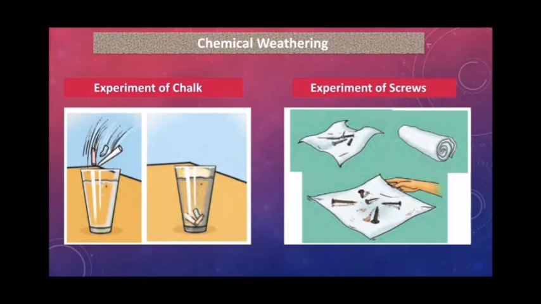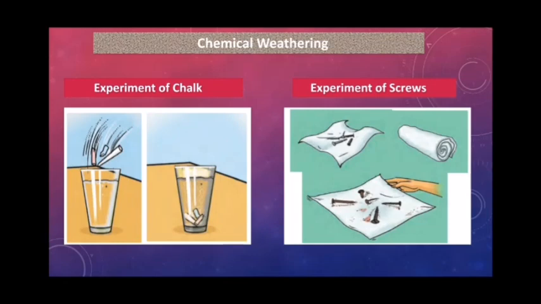In the previous video we learnt about mechanical weathering. Today we will learn more about chemical and biological weathering. Let's start with chemical weathering. So there are two experiments here to find out how chemical weathering takes place. The first one is with chalk and water.